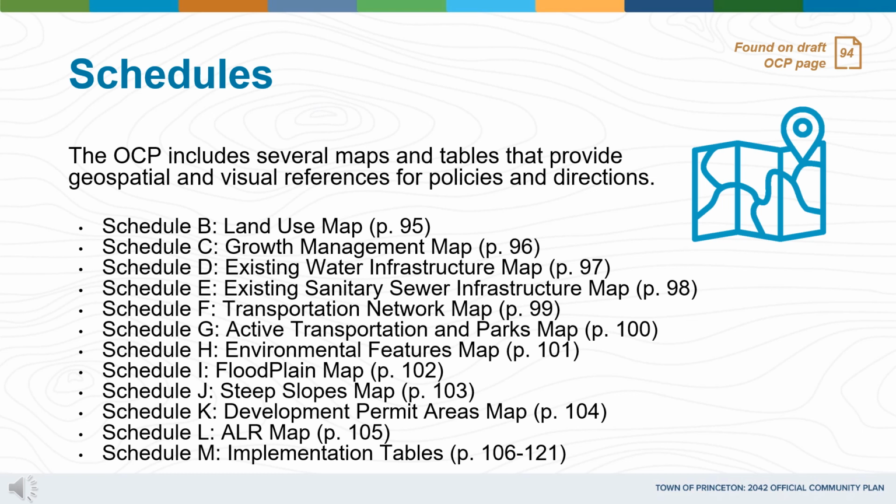Schedule I, Floodplain Map. Schedule J, Steep Slopes Map. Schedule K, Development Permit Areas Map. Schedule L, ALR Map. And Schedule M, Implementation Tables. The OCP itself is Schedule A.